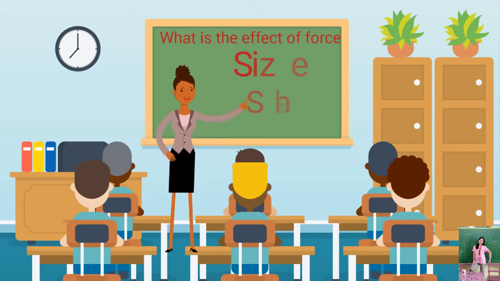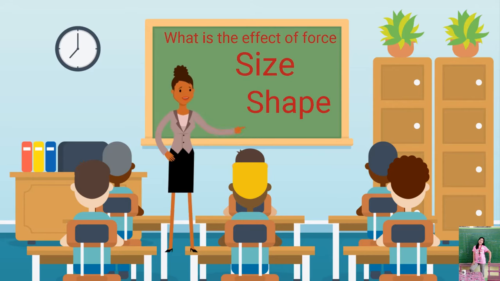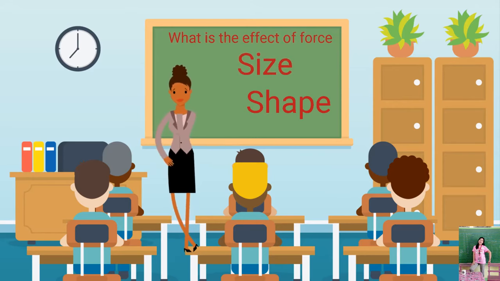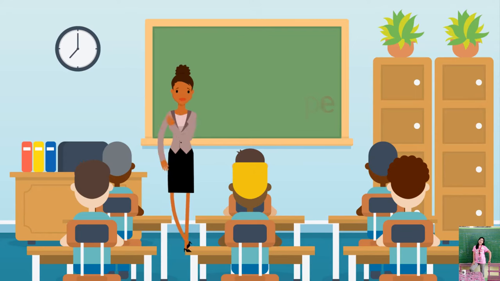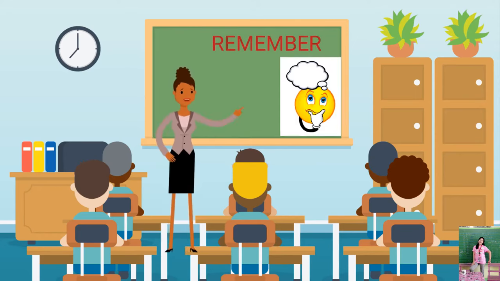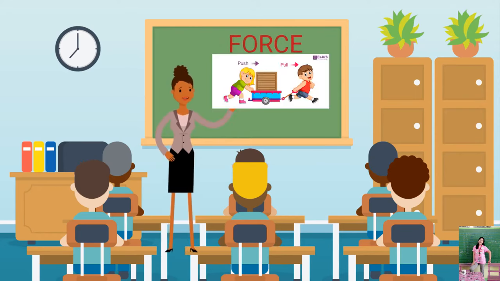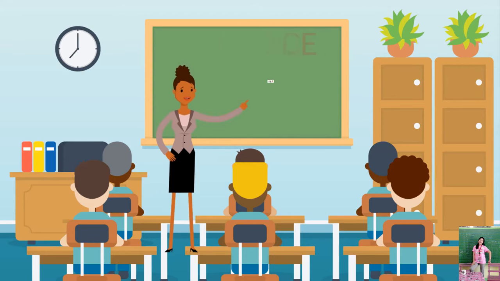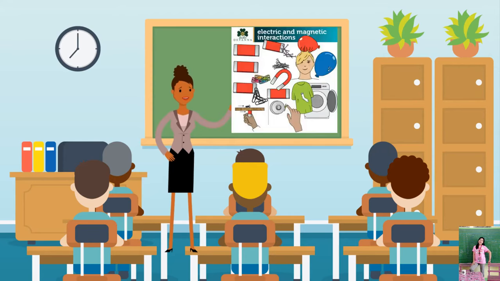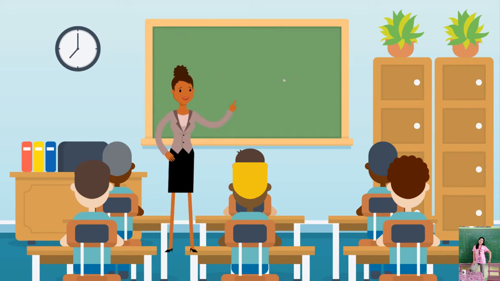What do you think is the effect of force on the size and shape of an object or materials? Remember this. A force is a push or pull which occurs when two or more objects interact with each other. The shape of an object may change when force is applied on it, like what you did in your activity.